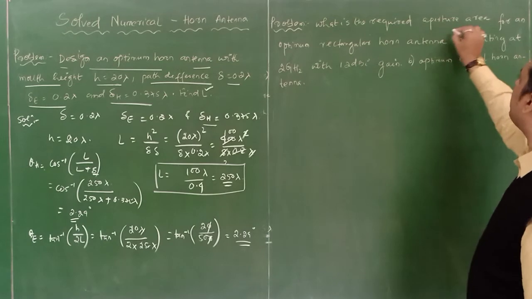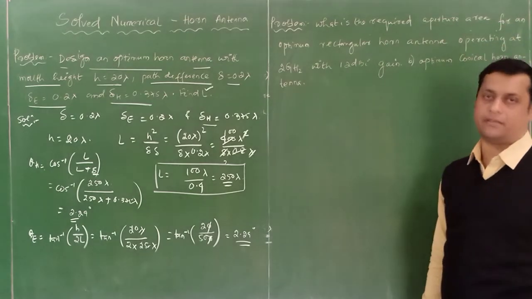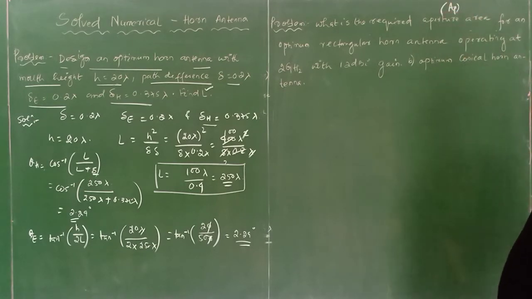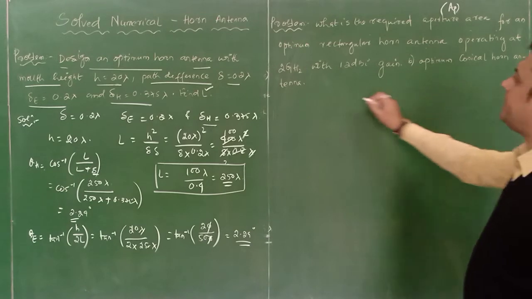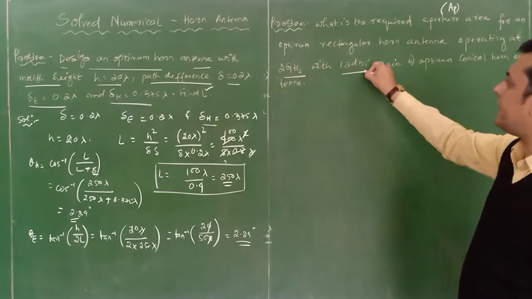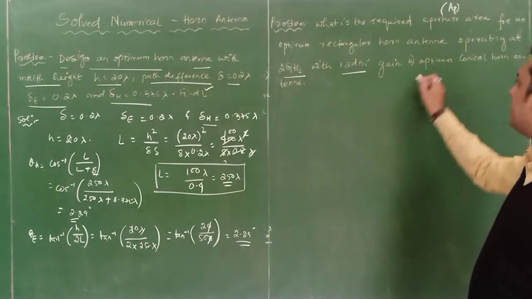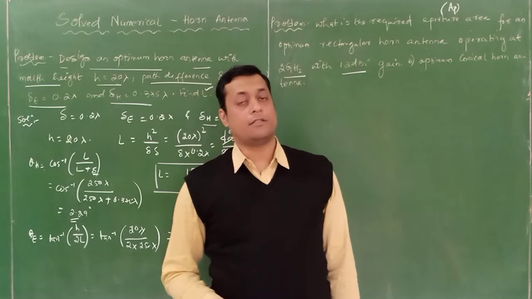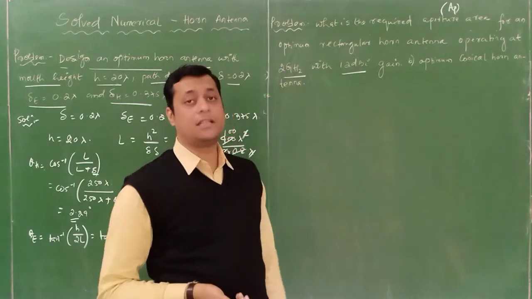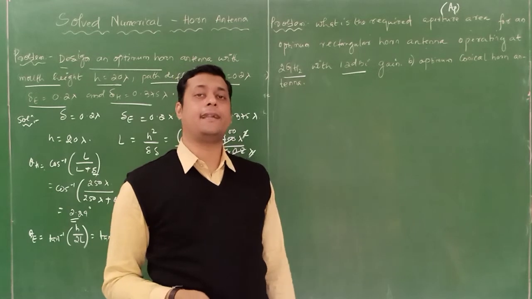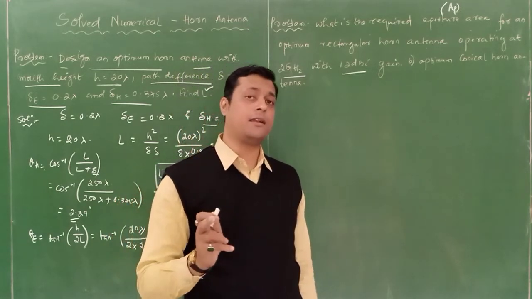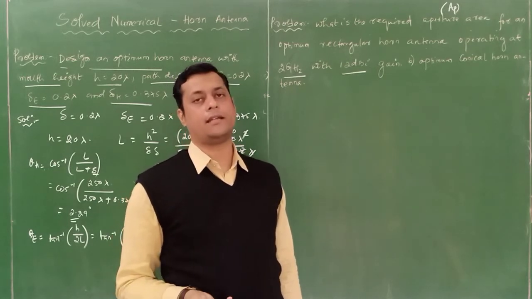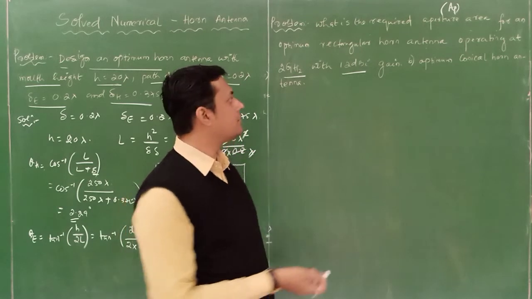What is the required aperture area? Here you have to identify AP. Remember, aperture area AP we have to identify. For an optimum rectangular horn antenna operating at 2 GHz, frequency is given and gain is given as 12 dBi. For an optimum conical horn antenna with the same specification we have to determine it. Now, here 12 dBi is given and aperture is asked. That means indirectly it forms a relation between aperture and directivity. The maximum value of directivity we can call the directive gain, and that value is given.